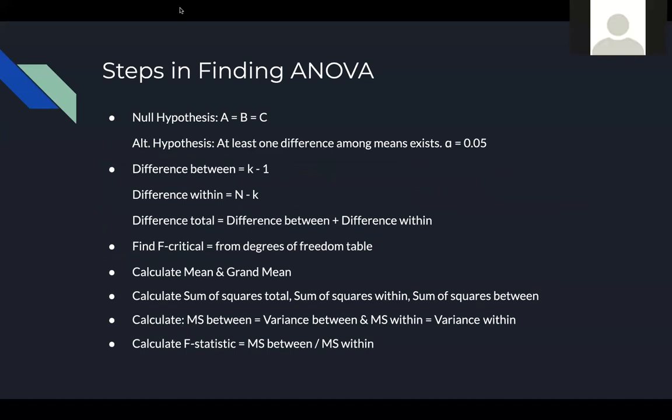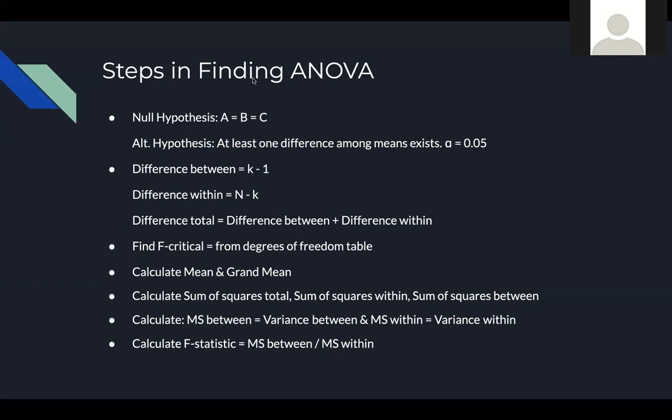Okay, so first of all, how to find ANOVA? There are several steps. Essentially, we want to understand what the null hypothesis is, which is A equals B equals C, and then also find the alternative hypothesis, which means that there is at least one difference among the means of the groups that exist, with an alpha of 0.05, making it significantly different.